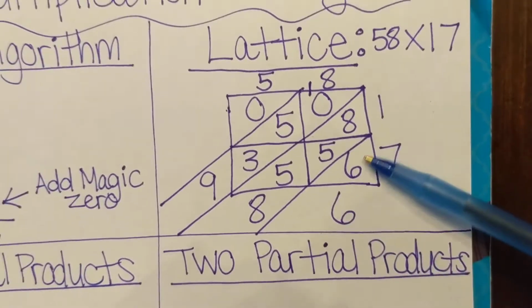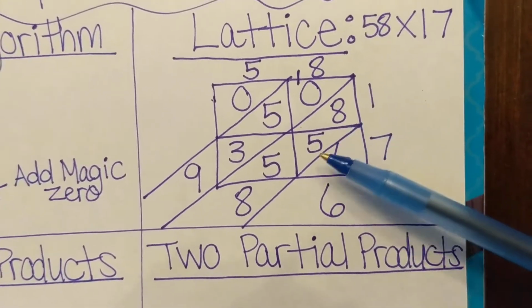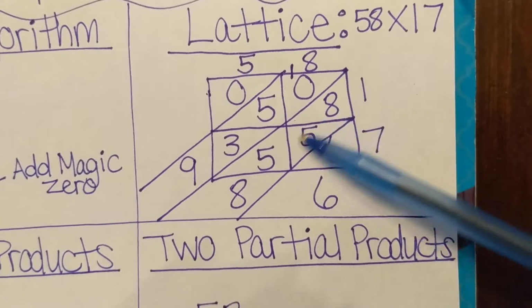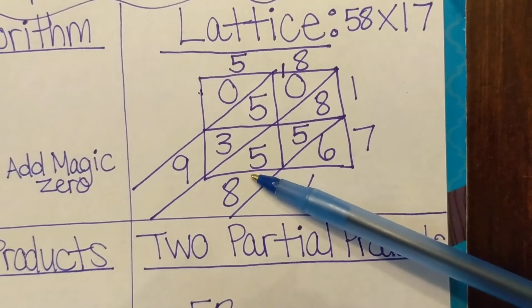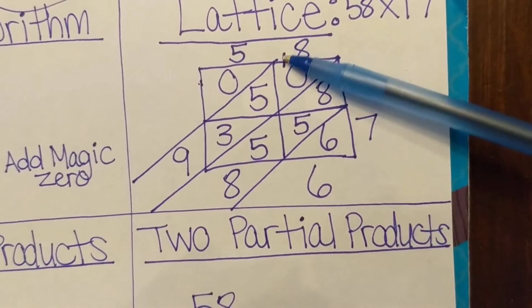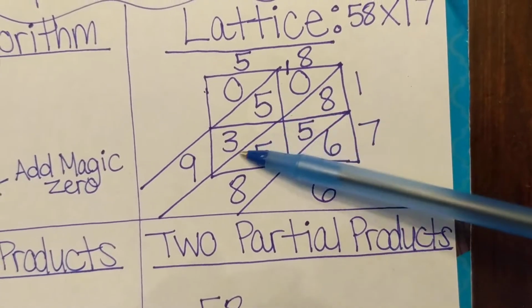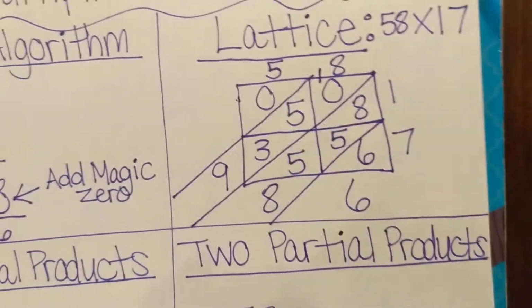So 6 plus nothing is 6. 8 plus 5 plus 5 is 18. This is one you really have to pay attention to. This is 18. That's why I have a little 1 carried here. And then I have to do 5 plus 3, which is 8, plus 1 is 9.